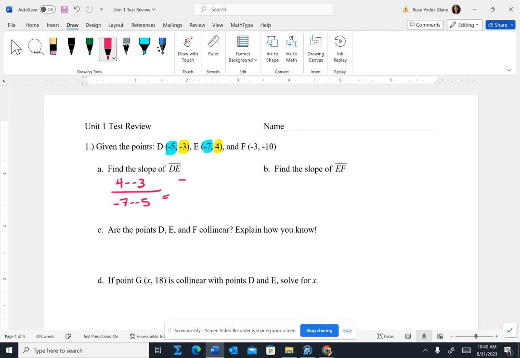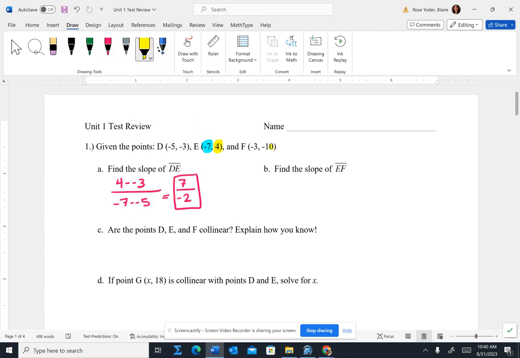4 minus negative 3 is 7. Negative 7 minus negative 5 is like negative 7 plus 5, so it's negative 2. I can check in my calculator, but that's not something that I can simplify more. Now let's do the exact same thing, but with E and F.